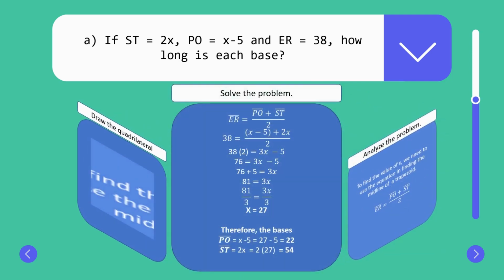Let's now solve the problem. We have here our formula: line segment ER is equal to line segment PO plus line segment ST divided by 2. Let's substitute the given values. So this becomes 38 is equal to quantity x minus 5 plus 2x over 2. We simplify, this becomes 38 times 2 is equal to 3x minus 5. We further simplify, this becomes 76 is equal to 3x minus 5.